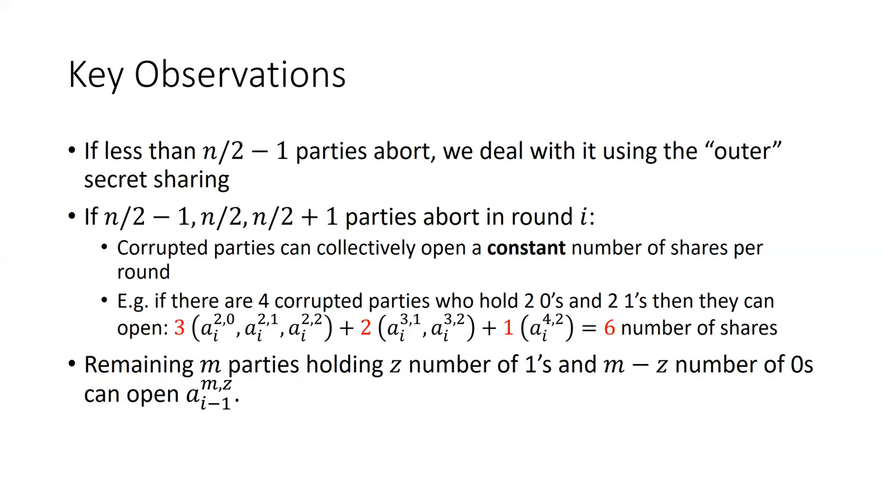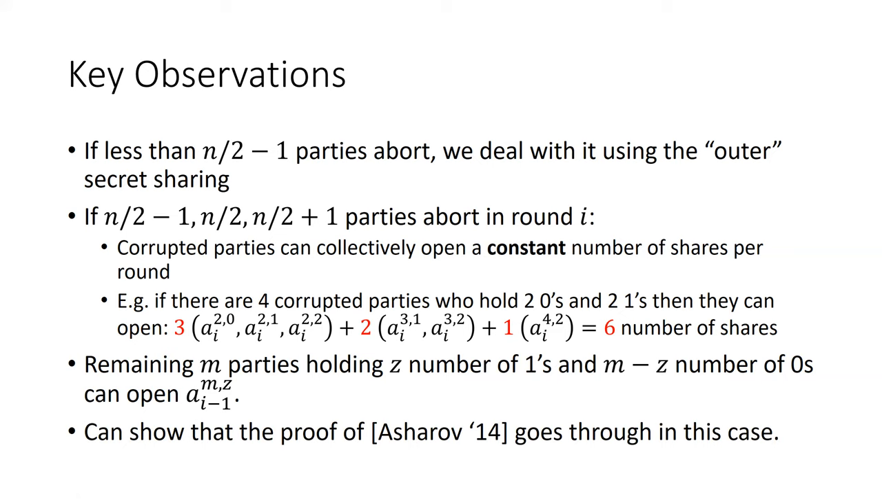On the other hand, the remaining n parties who hold z number of ones and n minus z number of zeros can open the corresponding share a_{i-1,z}. And we can show that the proof of Asharov et al. actually goes through in this case because only a constant number of shares can be opened by the set of corrupted parties.